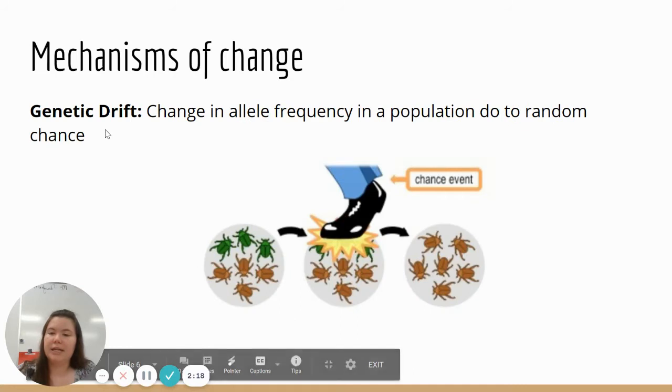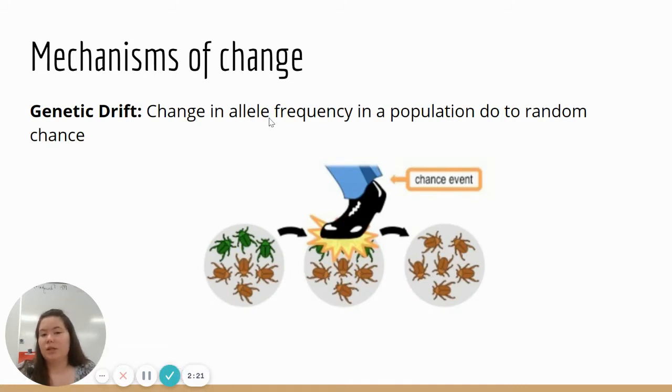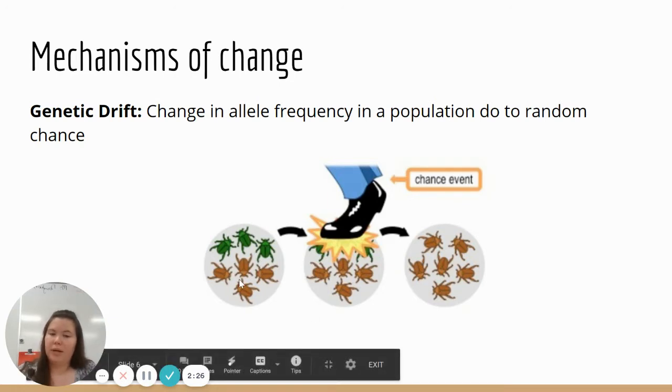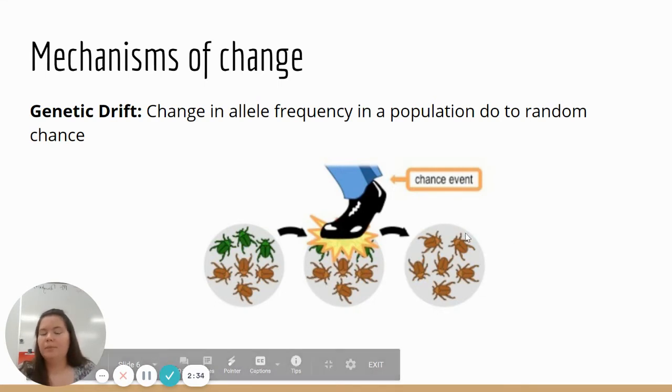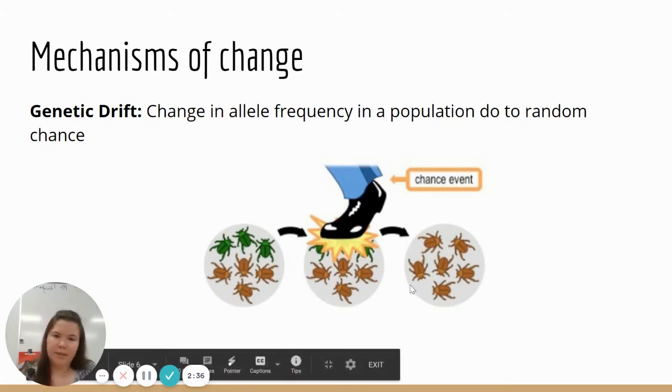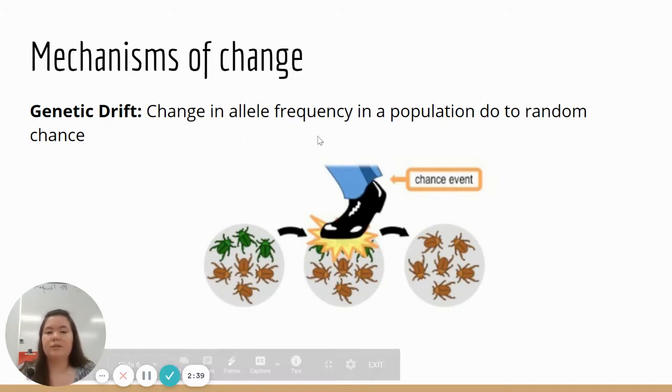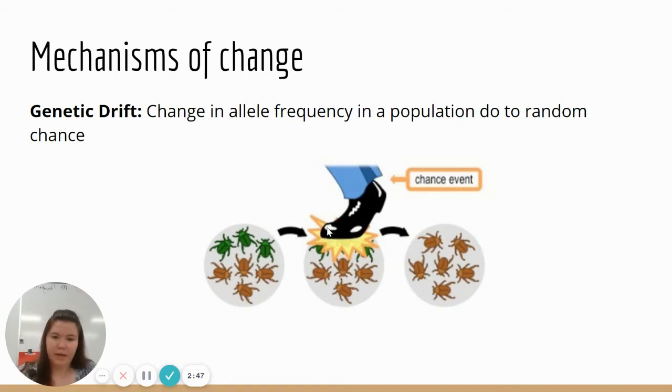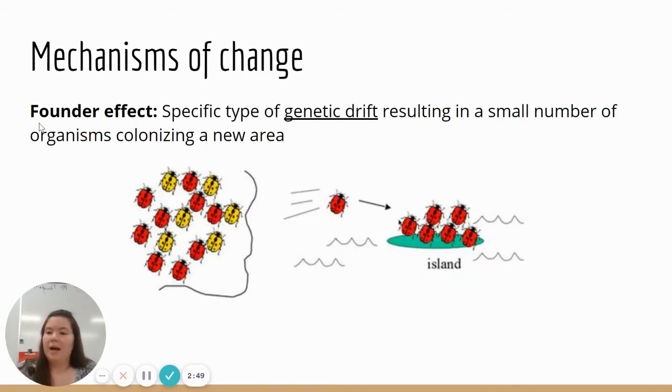Another mechanism is genetic drift. So it's a change in allele frequency due to random chance. In this case, you had green and brown beetles, a chance event happened, and you're left with only brown beetles. So as the population continues to evolve, you only see brown beetles in the population. So genetic drift is random. It's something that wasn't selected for or against with any purpose. It is completely random.